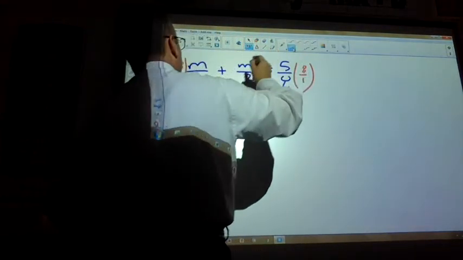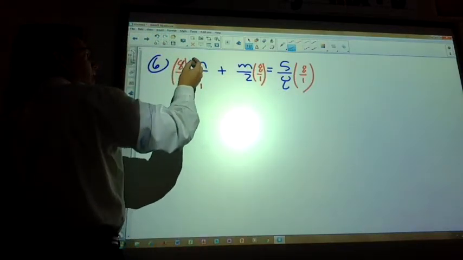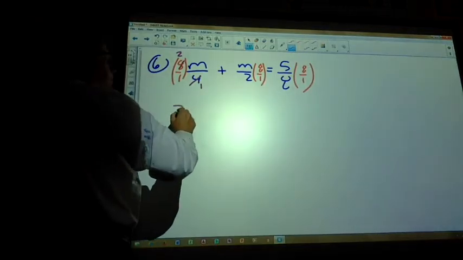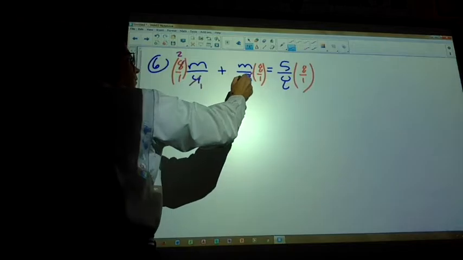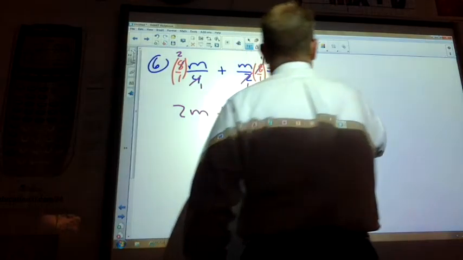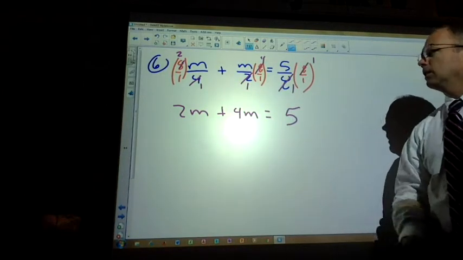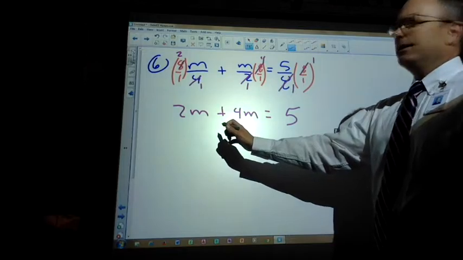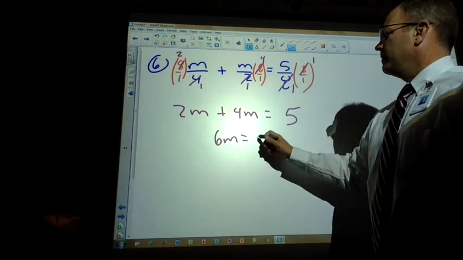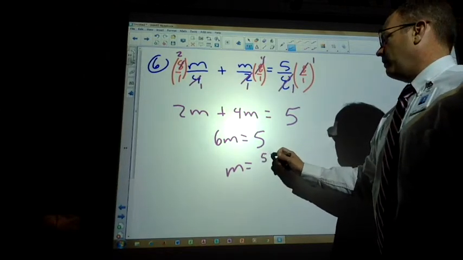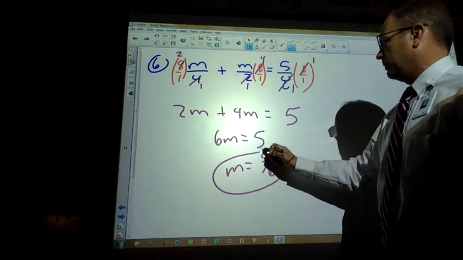Feel all right? 4 goes into 8 how many times? So what is this first part? 2. Plus 4, and then 5. Now there's no more fractions, and life has gotten a little bit better. Talk to me. 6m, combine into like terms, and then you get m equals 5 over 6. And 5 over 6 is already reduced, so that's my answer.